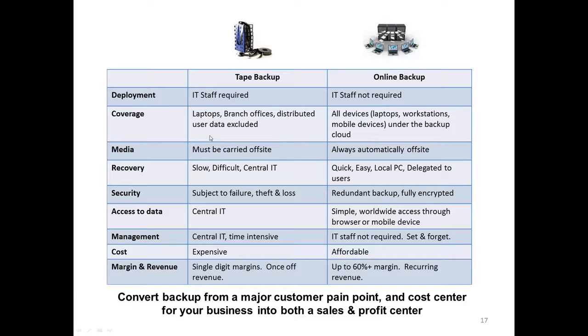Coverage. With central and particularly tape-based backup solutions, the only thing that was covered was servers. So laptops very rarely included, branch offices very rarely included, distributed user data, data sitting that wasn't being sent to a central file server, very rarely included in the disaster recovery regime. Whereas with online backup, all those things are covered. Backup, you've got this labor intensity we were talking about. Media has always got to be carried off-site, whereas with online backup, of its nature, it's off-site immediately.